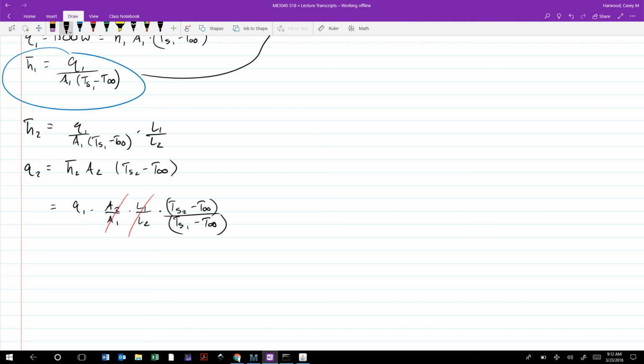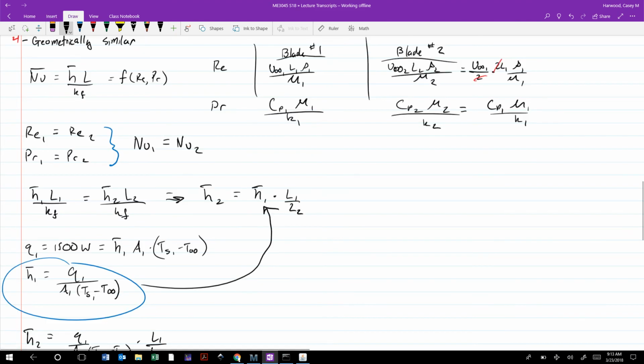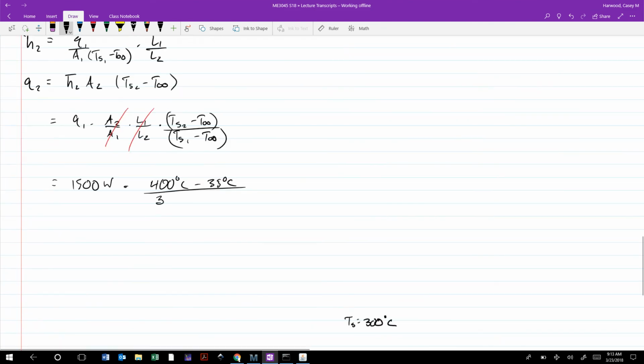And if we plug in our numbers, this ends up being 1500 watts times 400 degrees Celsius minus 35 degrees Celsius over, was it 300 or 350? 300 degrees Celsius minus 35 degrees Celsius. This ends up being a value of 2066 watts.